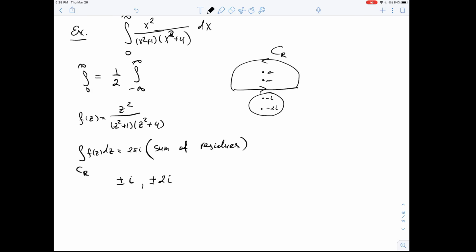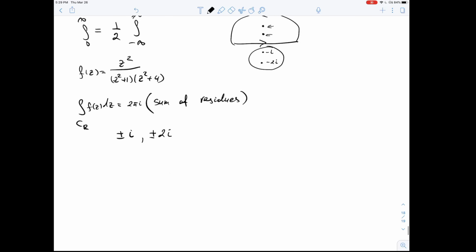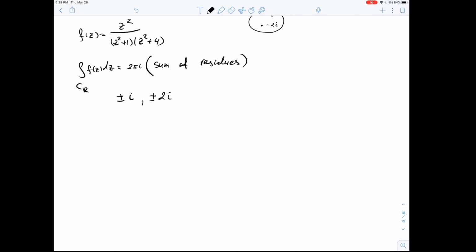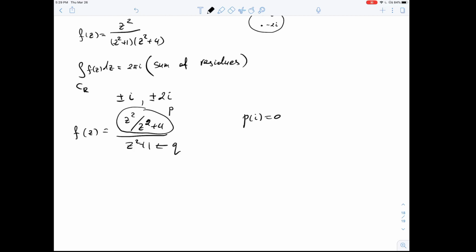Okay, now the only tricky thing is to write P and Q correctly. Again, we see that these poles are of multiplicity 1, so it shouldn't be super hard to find the residues. However, it will become a little bit more complicated if we choose P and Q incorrectly. So let me write f like this. And this thing will be my P, and this thing will be my Q. So P of i is not 0, and Q of i is 0 with multiplicity 1.